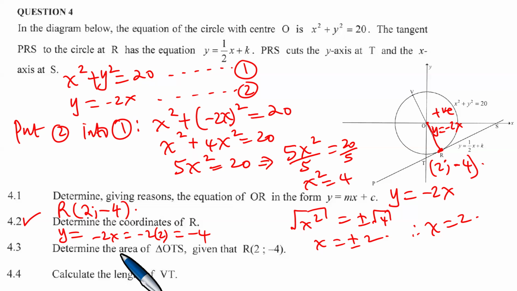Yes, welcome. We're doing analytical geometry, and at this point, we attempted to find the coordinates of R, and R is a point of tangency. We can see on the diagram that there is a tangent. The examiner said the tangent PRS to the circle at R has the equation y equals 1/2 x plus k, and we can see that. We have solved that question, and we move on to the next one.